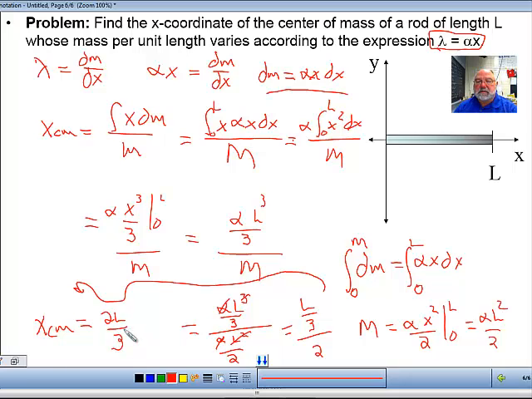Does that make sense? Well, where is it heaviest? Is it heaviest here or is it heaviest out here? Well, it's heaviest out here, so the center of mass is going to be more to the heavier side. So at 2/3 L, okay, that works for me. That makes sense to me. Okay? So this is how we can use that calculus stuff to find out an answer to a problem that's of interest.